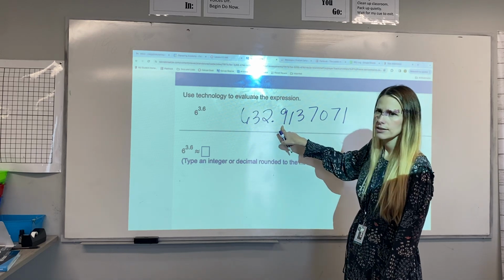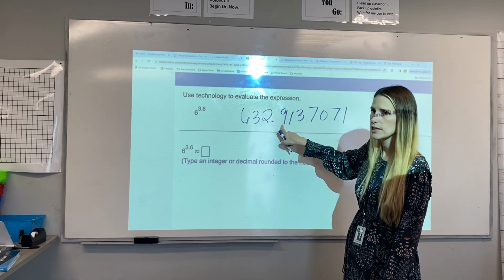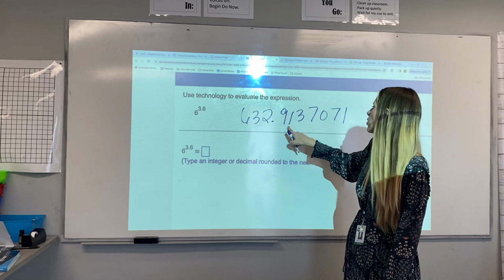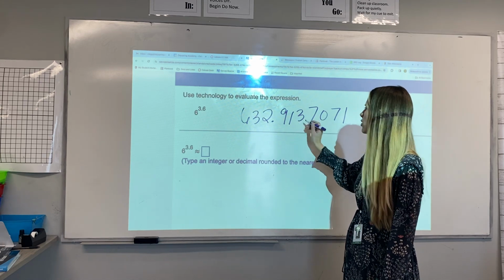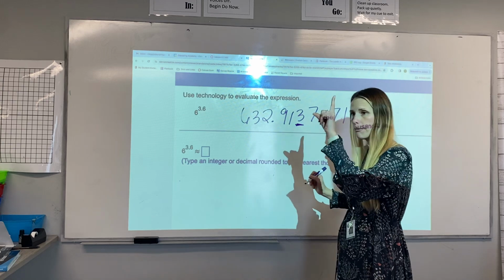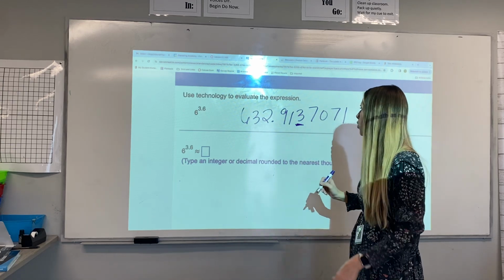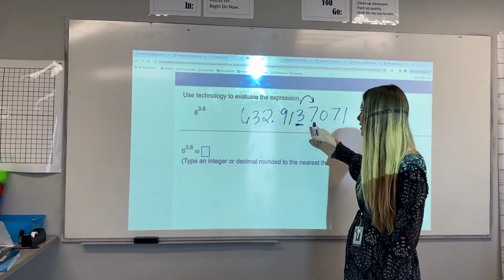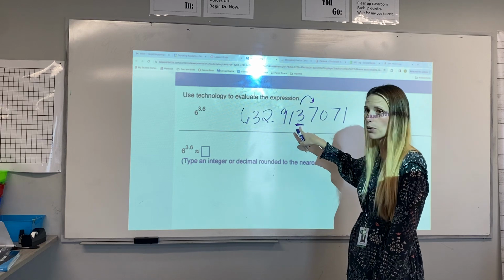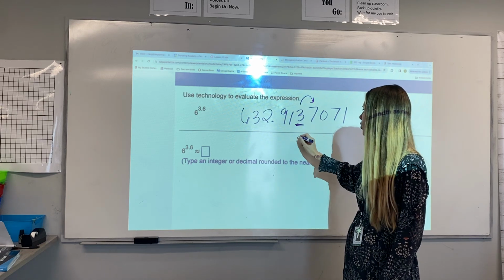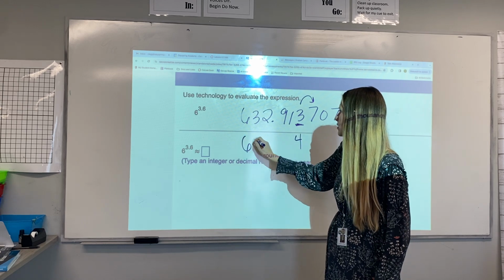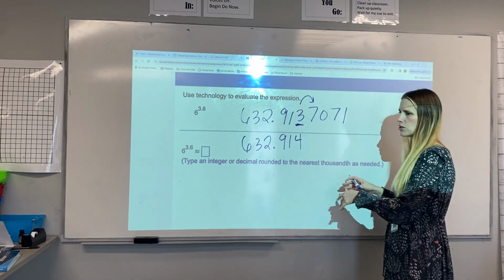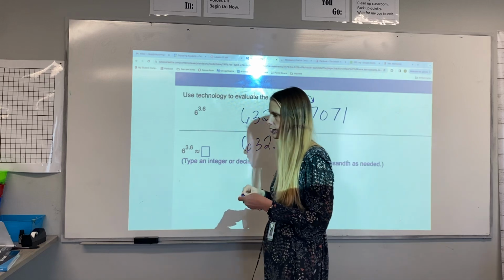What place value is this? Tenths. What place value is this? Hundredths. What's this? Thousandths. So this is the one that is either going to go up or stay the same. What do we look to figure out if it goes up or stays the same? Yep, we look to our little buddy to the right. Is the 7 big enough that it's going to cause this to go up? Yes, it is. So the 3 is going to round up to a 4. So we have 632.914. For this question, if you have a different number, you're going to do it according to your number.